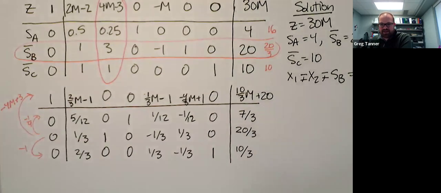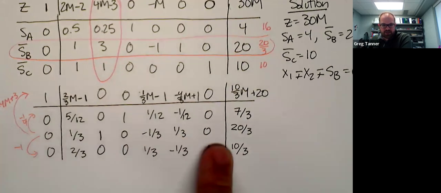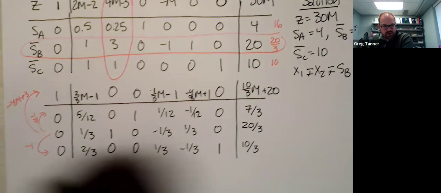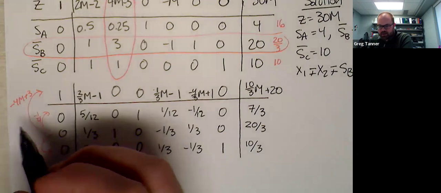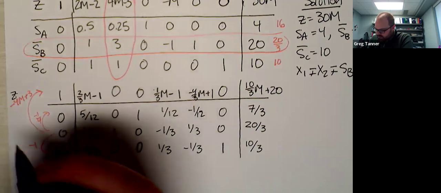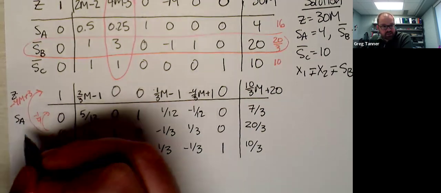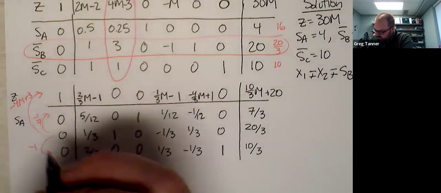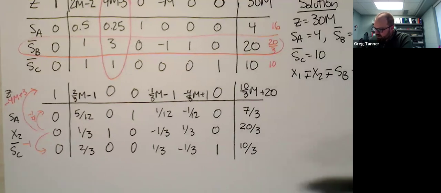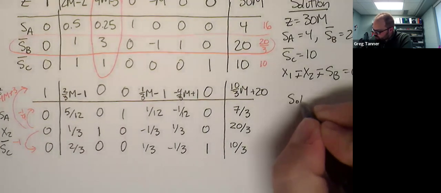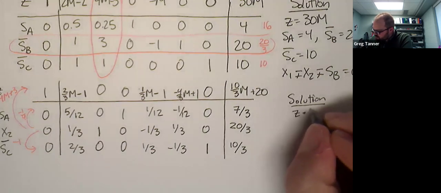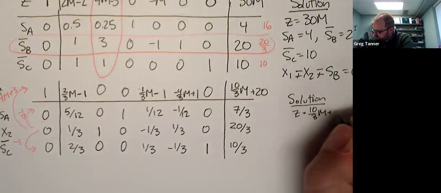Did you get the same tableau as I did? So double check. These are your answers here. I kind of wrote these in the way here, but I'll write our row labels on here. Our basic variables are Z for the objective row, and then it's going to be SA here still. Instead of SB bar, our entering variable was X2, and then we still have SC bar here. So our solution at this stage is going to be Z equals 10/3 m plus 20.